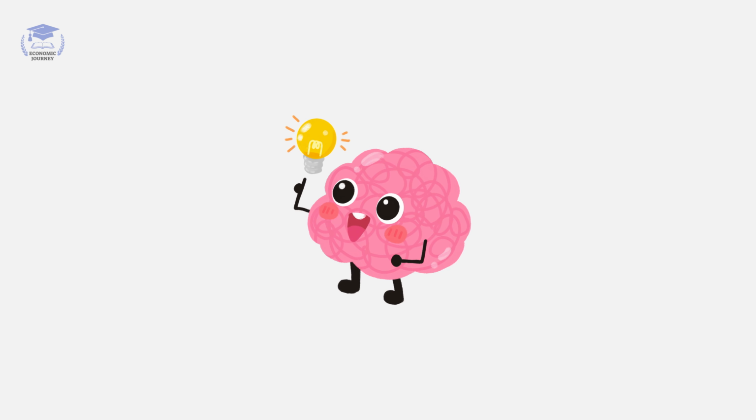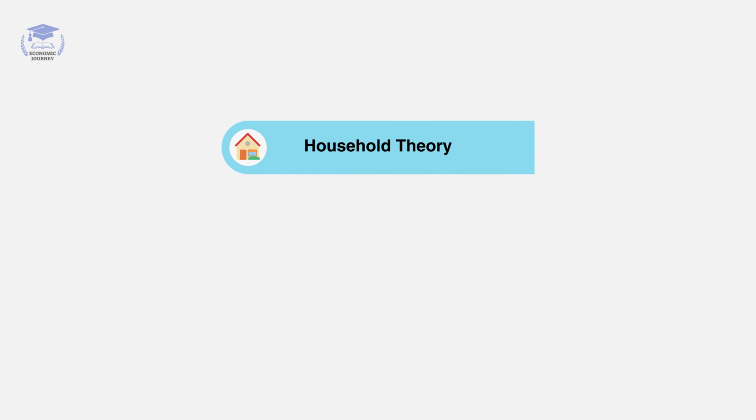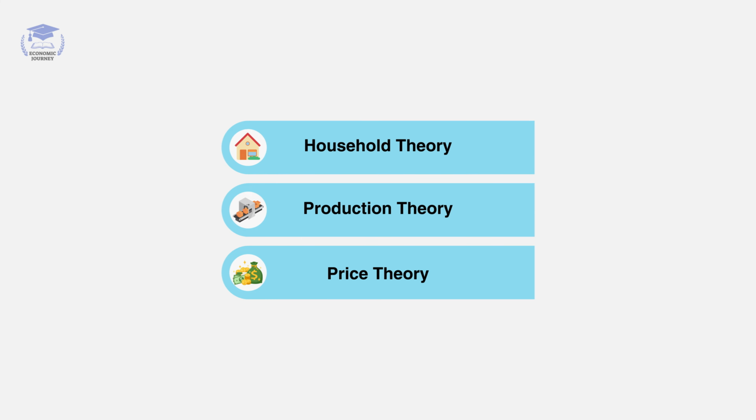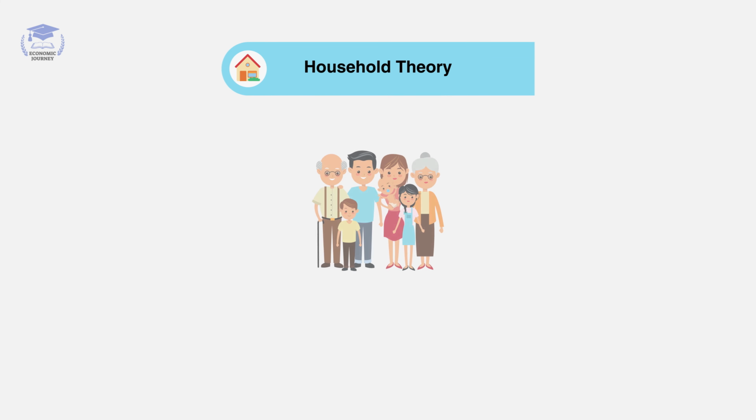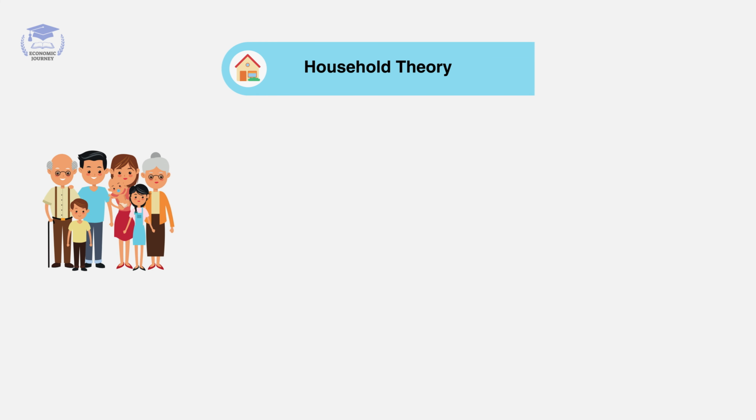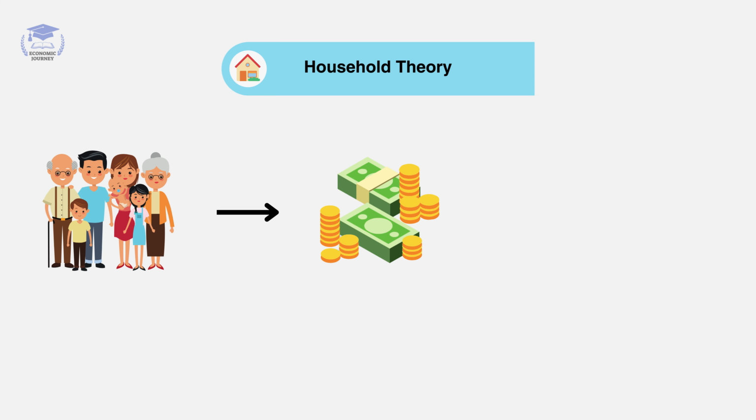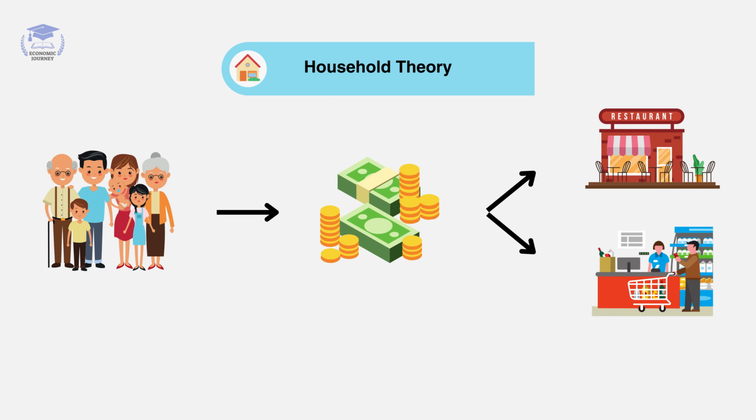Now that we know what microeconomics is, let's look at its three main areas: household theory, production theory, and price theory. Household theory, also known as consumer theory, focuses on how individuals and families make decisions about spending their income. It's based on the idea that consumers aim to maximize their utility, which is a measure of satisfaction or happiness derived from consuming goods and services.